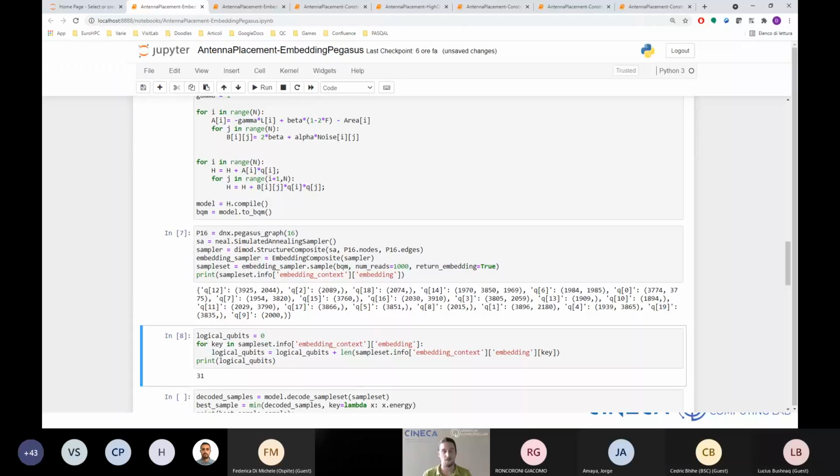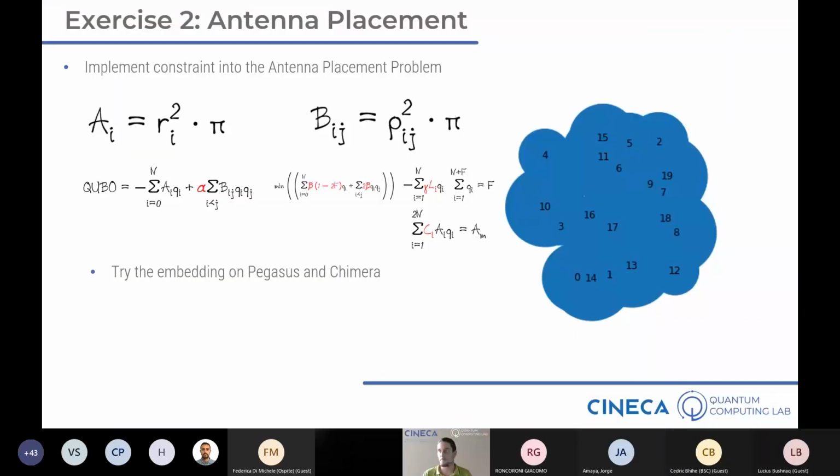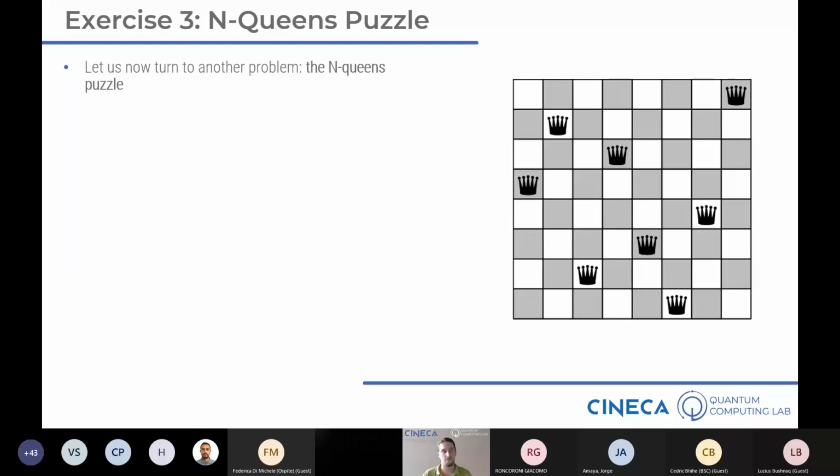Okay? Perfect. Okay. Now I will show you another little example, but maybe, yes, very quickly. Okay, do you know the n-queens puzzle?